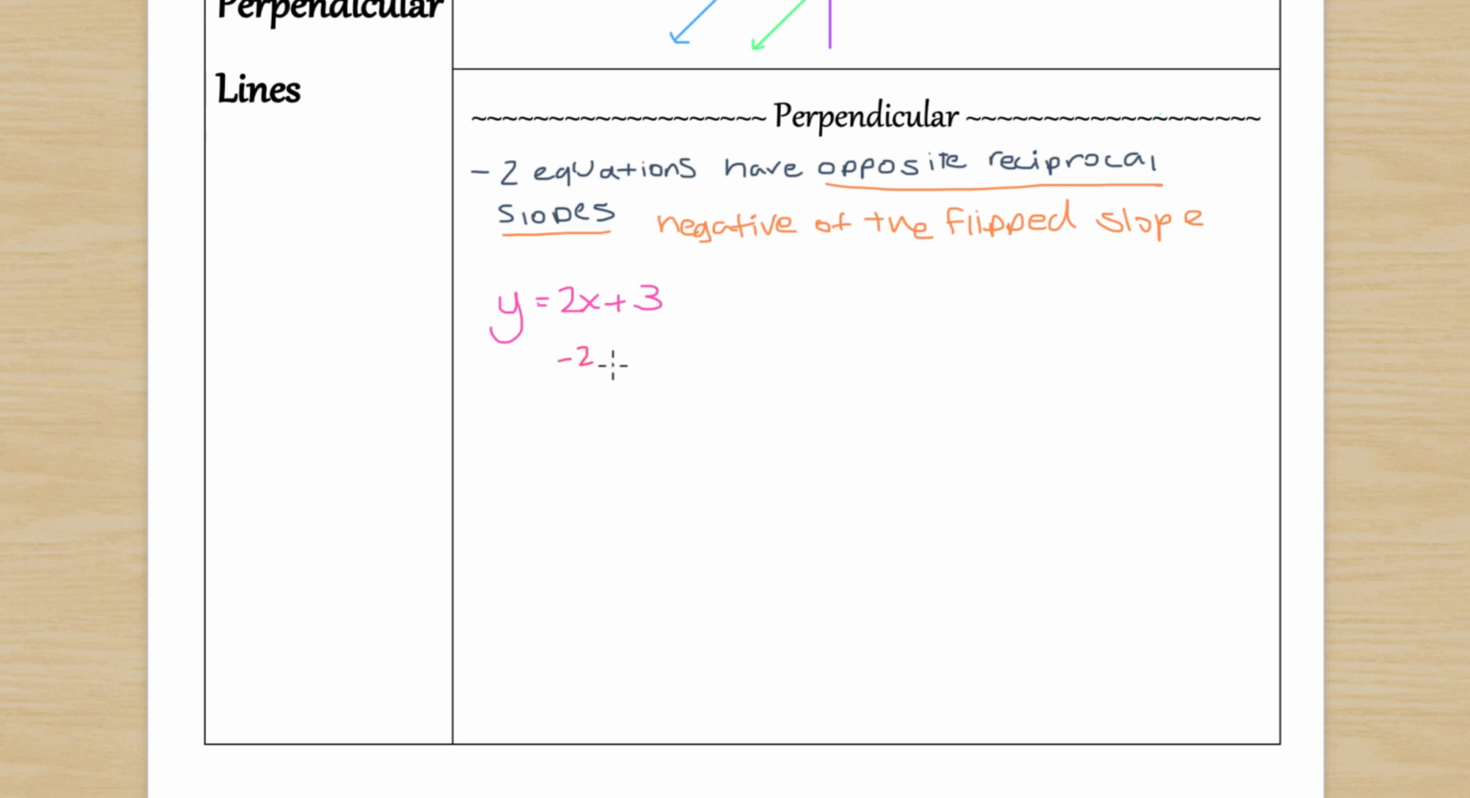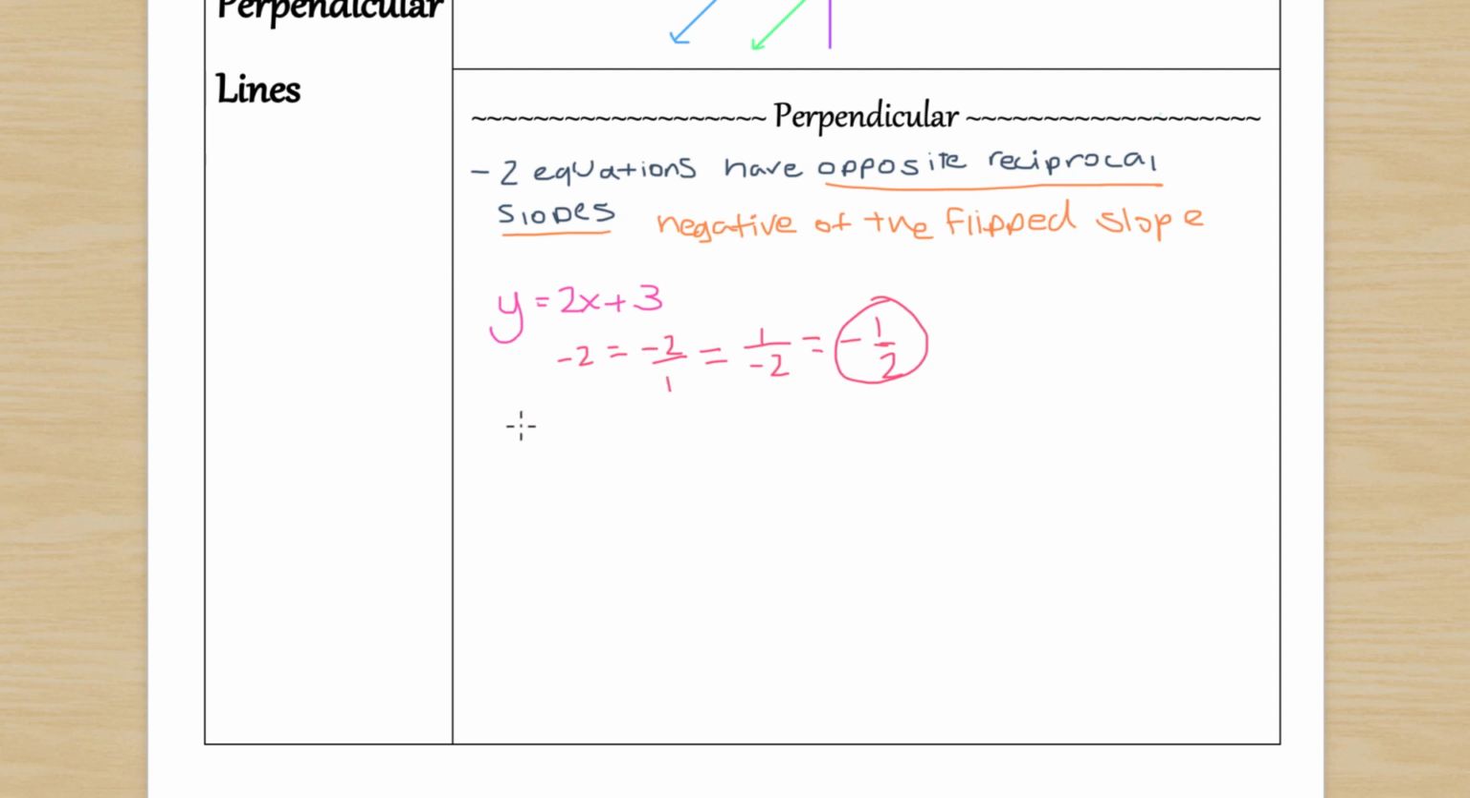Negative 2 is basically the same thing as negative 2 over 1, because negative 2 over 1 simplifies to negative 2. So instead of using negative 2, we're going to use negative 2 over 1 as the slope. And we're just going to switch the numerator with the denominator and the denominator with the numerator. We're basically just flipping the entire fraction around. That's going to give us 1 over negative 2, which also simplifies to negative half. So this would be the slope of a line that is perpendicular to the initial equation we wrote over here.